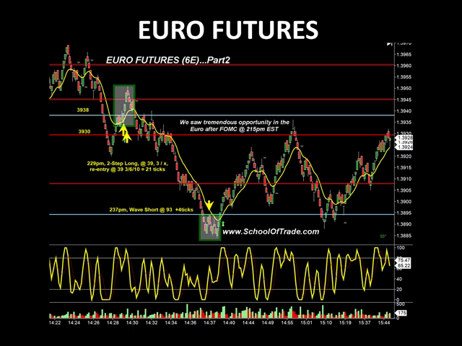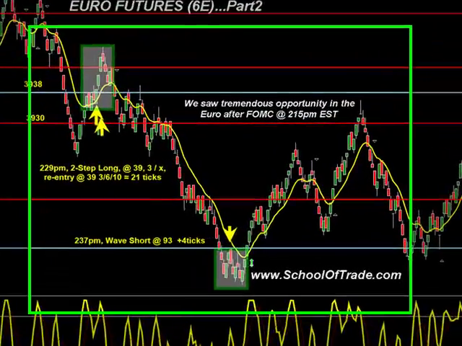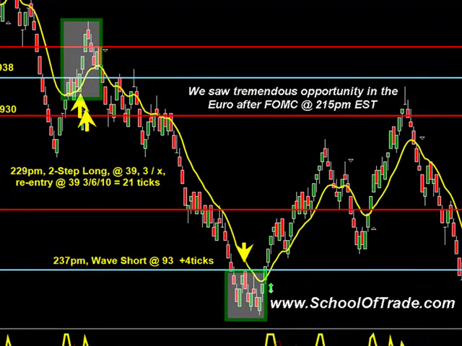Now, fast forward a little bit later in the afternoon. This was post FOMC announcement, so this is after the 2:15 announcement. We saw a tremendous kickstart in price action after 2:15 here on the euro. So the FOMC announcement happened. We got long in a 2-step here, 2:29 p.m. Entry here was 39. This is a 3-tick scratch. The first trade here was a 3-tick scratch.